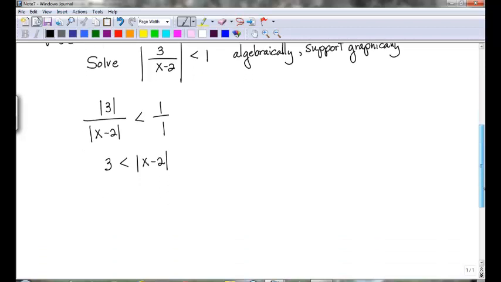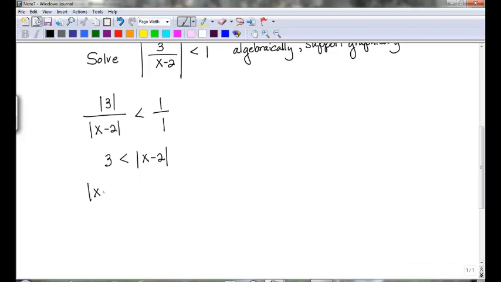Now, I'm going to turn this around: the absolute value of x minus 2, and the arrow points to the 3. Let's go all the way back to your Algebra 1. You've got to split this up into two cases. x minus 2 is greater than 3. If this is a greater than symbol, it's joined with an or, and x minus 2 is less than negative 3. You have to consider both cases when you're doing absolute value.